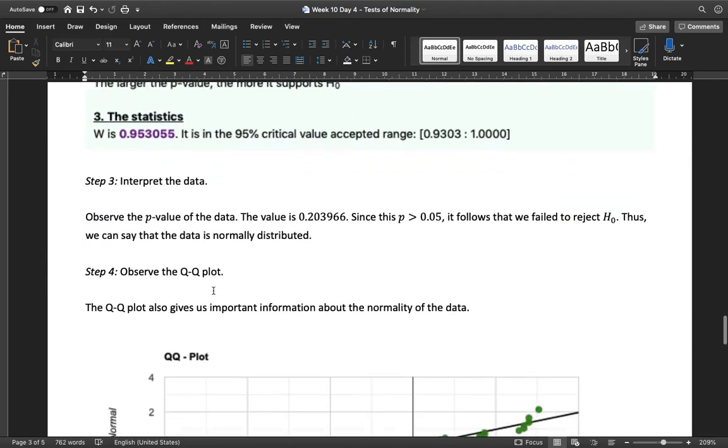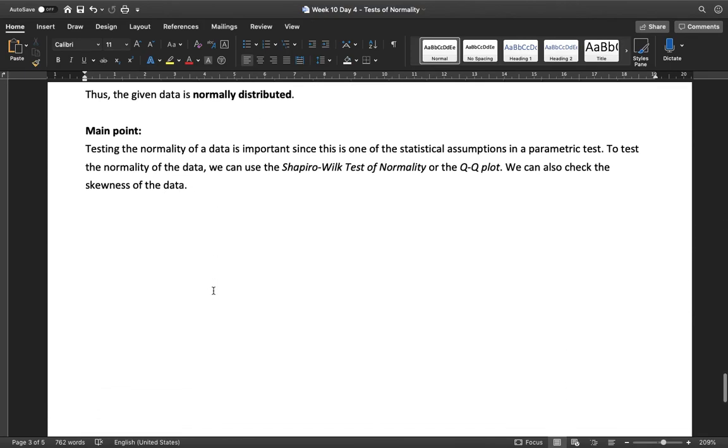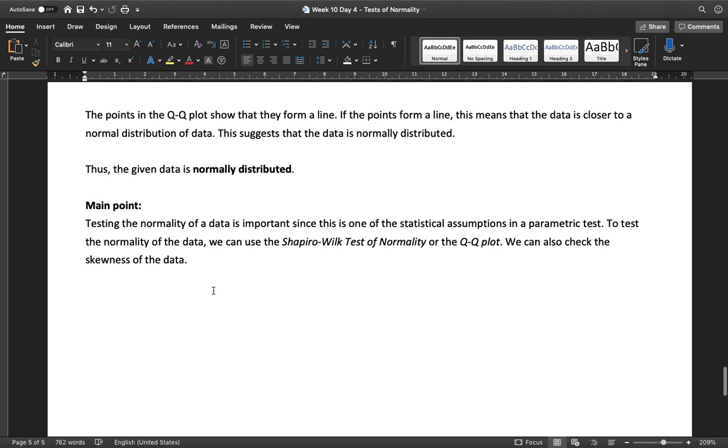Yun. So, meron pa ritong example. Aralin itong mga example na to, okay? So, testing the normality of a data is important since this is one of the statistical assumptions in a parametric test. To test the normality of the data, we can use the Shapiro-Wilk test of normality or the QQ plot. We can also check the skewness of the data. So, yun ang test of normality.